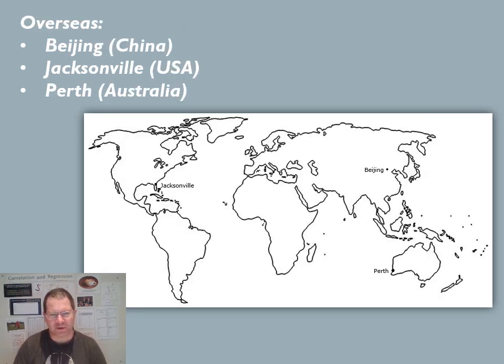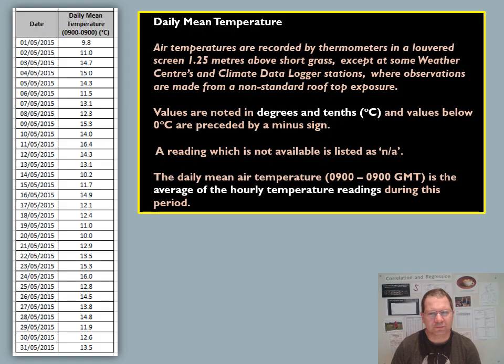And then overseas, we've got Beijing in the east of China, we've got Jacksonville southeast of the USA in Florida, and we've got Perth on the west coast of Australia. And notice that Perth is the only one in the southern hemisphere, and when we have our summer, they have their winter. So we're going to look at the individual columns.